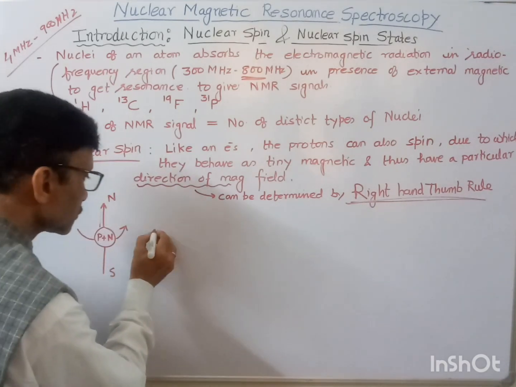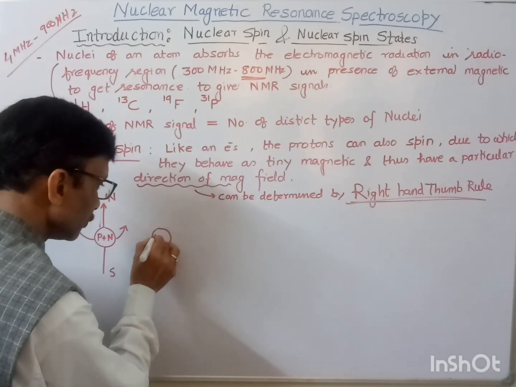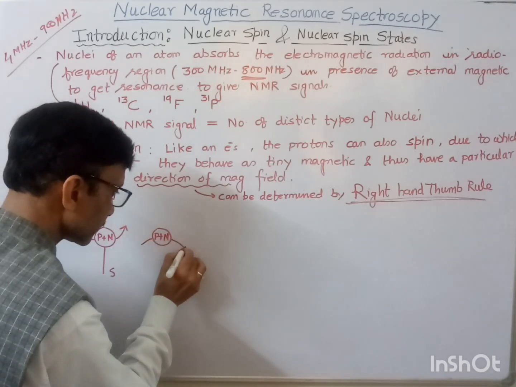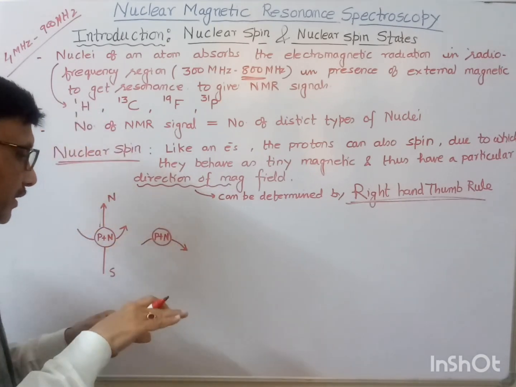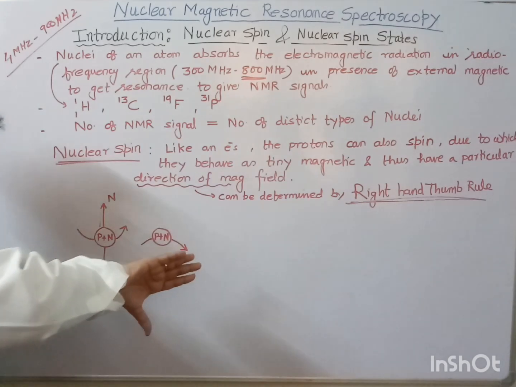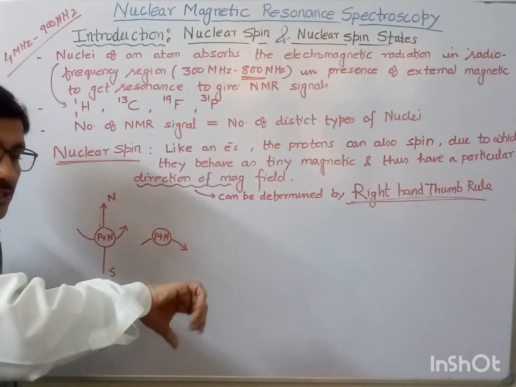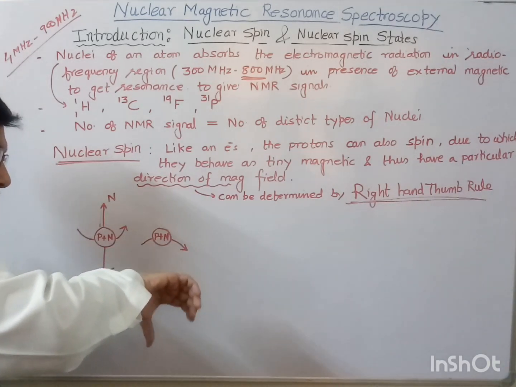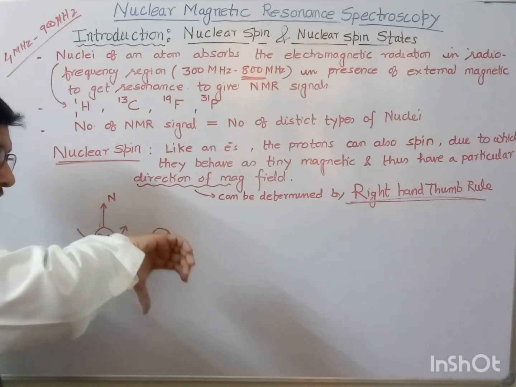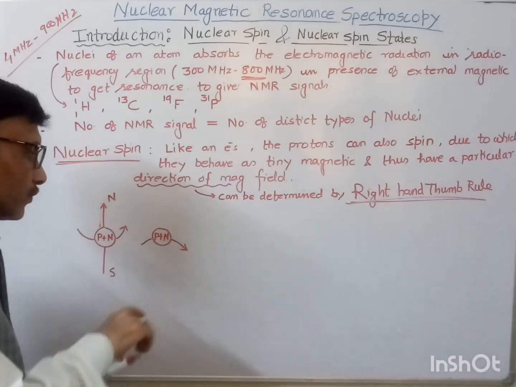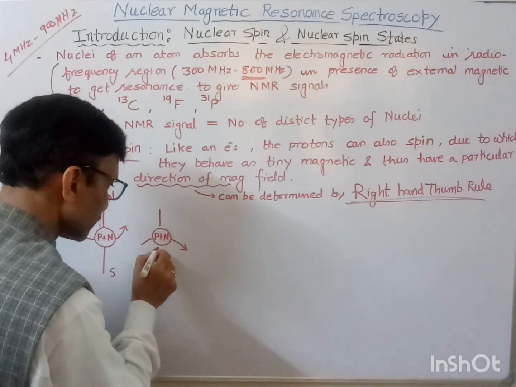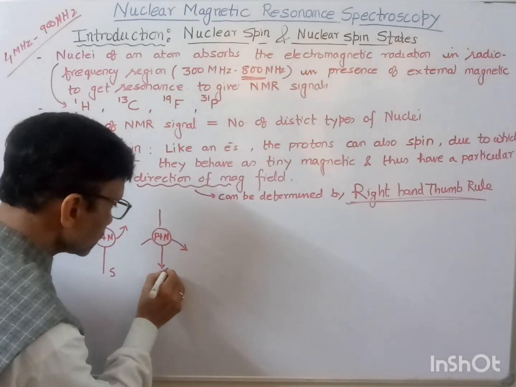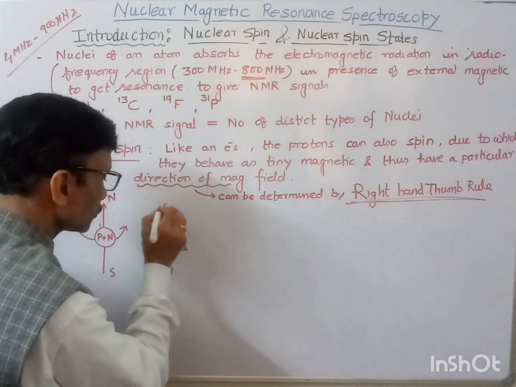In the same way, suppose the nuclei is rotating in this direction. What kind of rotation is it? This is clockwise rotation. If it is clockwise rotation, then the direction of the thumb is downward. This is the direction of the thumb, and it will give you the direction of the magnetic field. So this is the north and this would be the south.